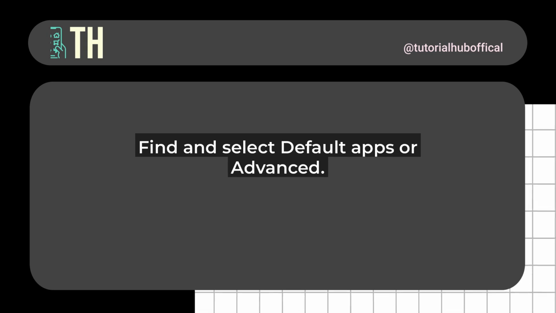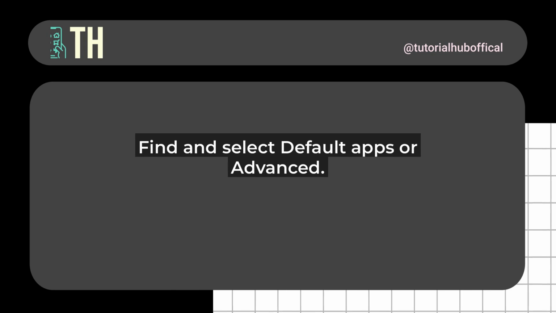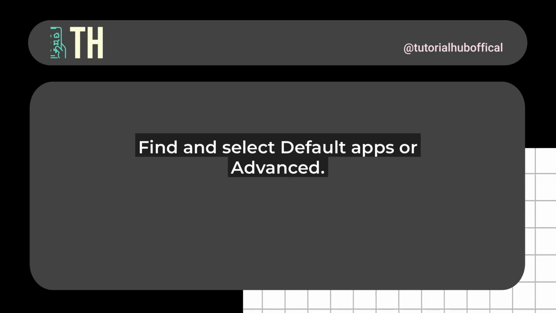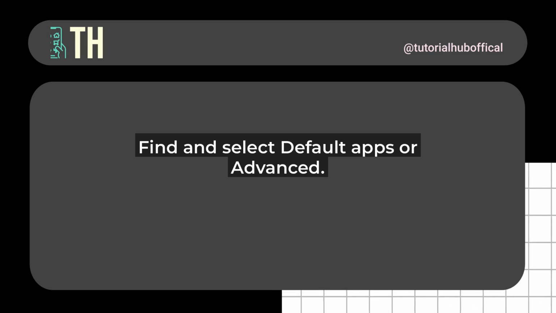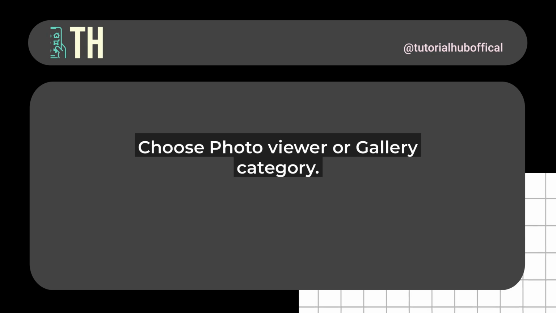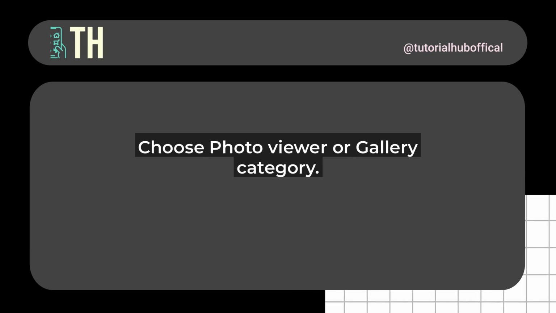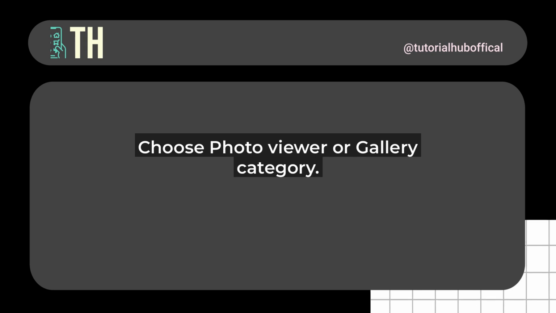Next, look for Default Apps or Advanced under Apps and select it. Here, you'll see a list of app categories. Tap on Photo Viewer or Gallery. It might be labeled slightly differently based on your device manufacturer. Now, if Google Photos isn't already listed, you might need to go back and ensure it's installed and updated from the Google Play Store. Once you're in the right section, select Google Photos as your default option.